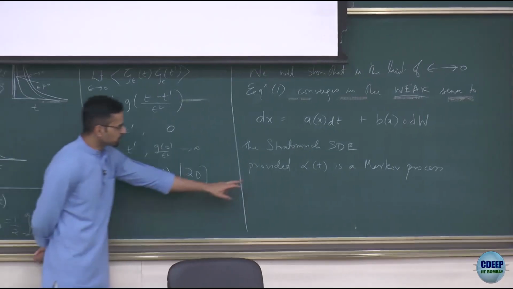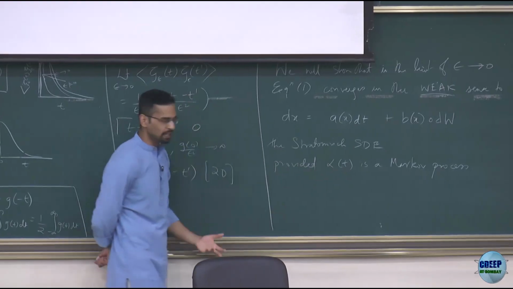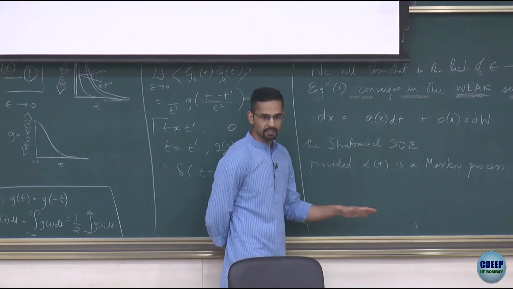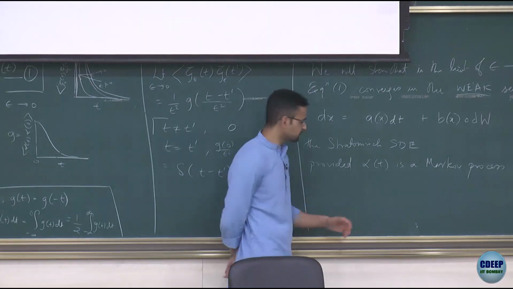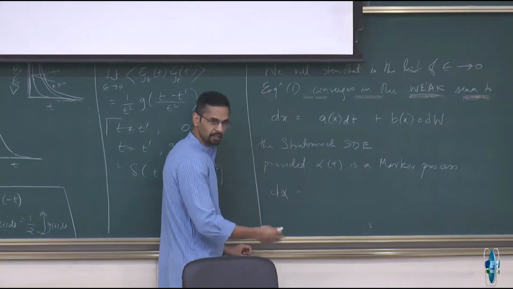So what does this mean? To be more precise, if I have this alpha in this way, it really means that alpha itself can be written in terms of some SDE. So the alpha itself I can generate.